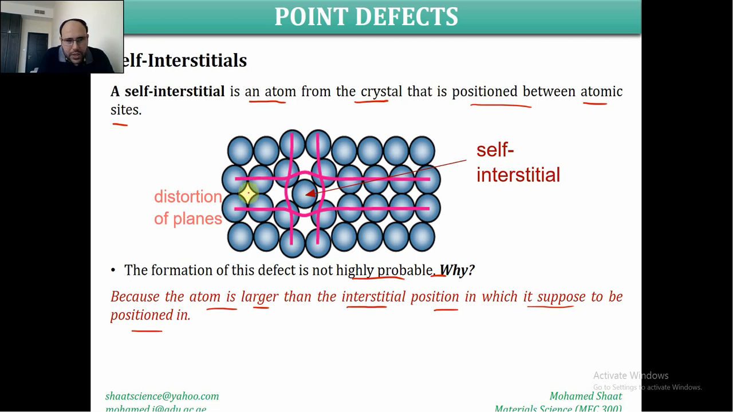There should be a gap here, a gap here. So the size of the atom will be bigger, so it will be difficult. This requires a very high energy to achieve self-interstitial. So it would be easier for the material to create a vacant atom than to have a self-interstitial atom. So that's why it is barely happening in any material. The reason is because the atom is larger than the interstitial position, or the gap between atoms, in which it's supposed to be inserted.